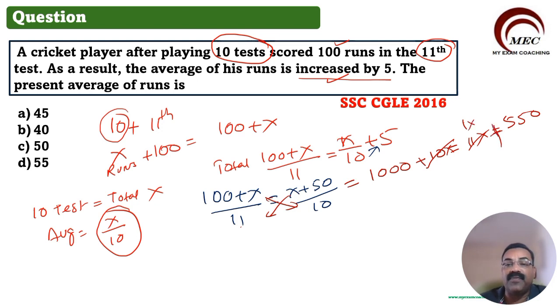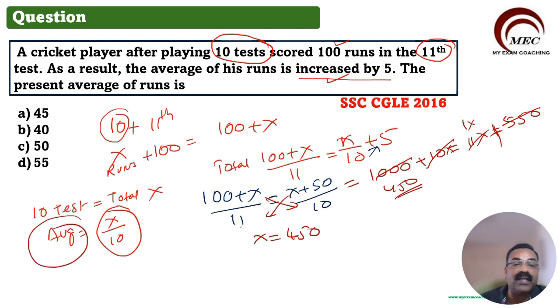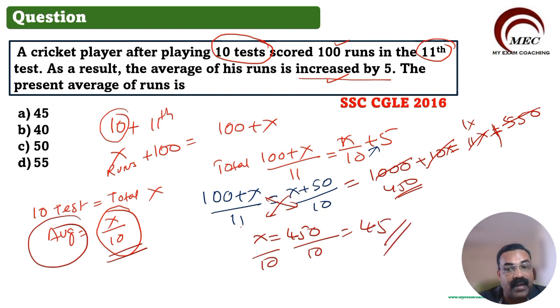And when I take this 550 to this side, this will become 450. That means 1x is equal to 450. So we got x is equal to 450. What is the average? Average is x by 10. So x by 10 will be 450 divided by 10, which is equal to 45. So 45 years is your correct answer.